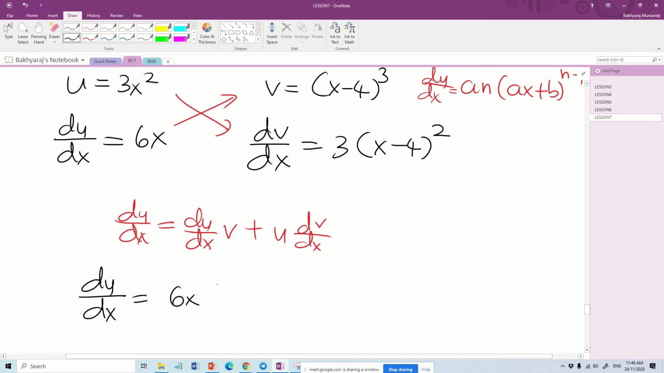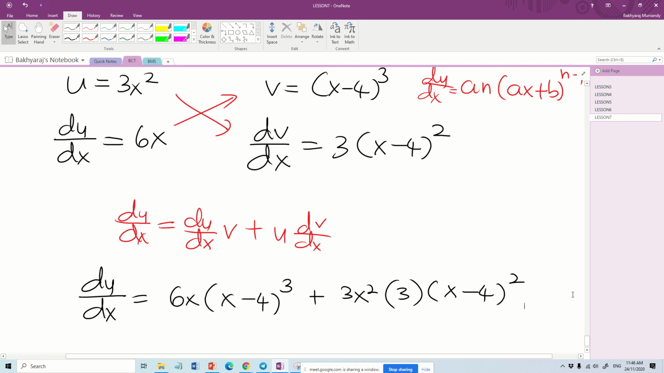okay, 6x times (x minus 4) power of 3 plus 3 square times 3 times (x minus 4) square. Okay, (x minus 4) power of 2. Sebab nanti saya masukkan nilai plus 1 untuk agar (x minus 4) power of 2 tu.